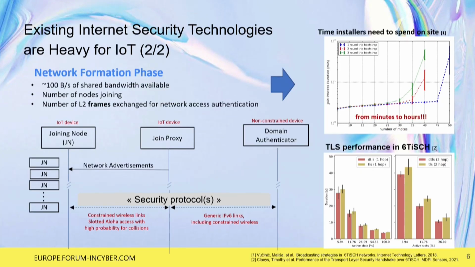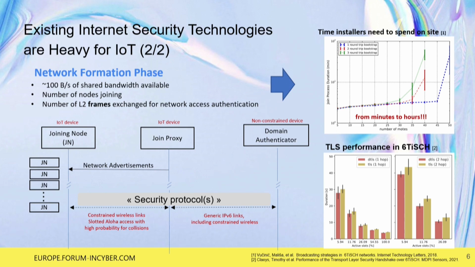Now, why is this a problem for IoT? There are several aspects to this question, but I will give an answer with respect to the 6TiSCH networking technology, which is a multi-hop mesh networking technology, and the network formation use case. This is the use case when the device first joins the network, when you deploy a network of hundreds of thousands of devices and turn them on one at a time to join the network.